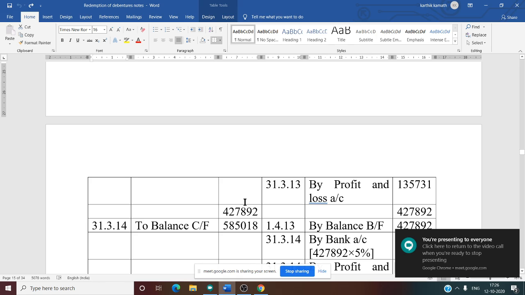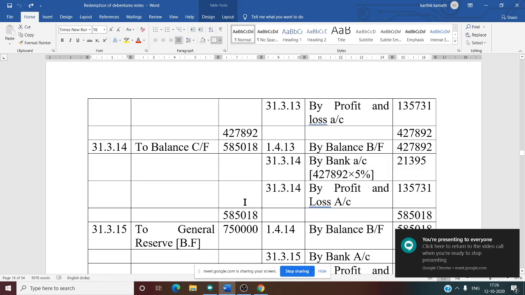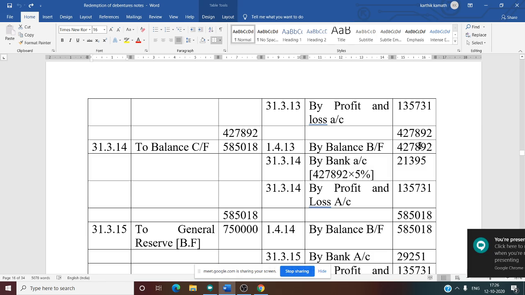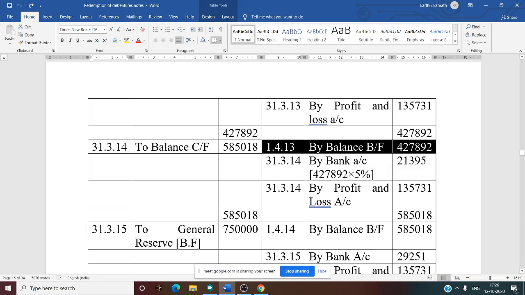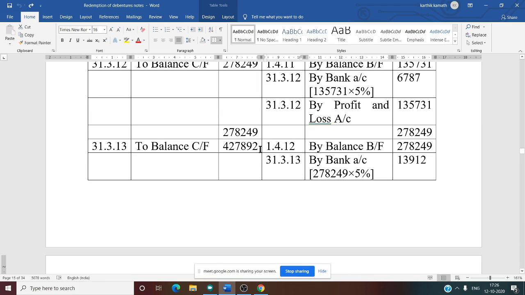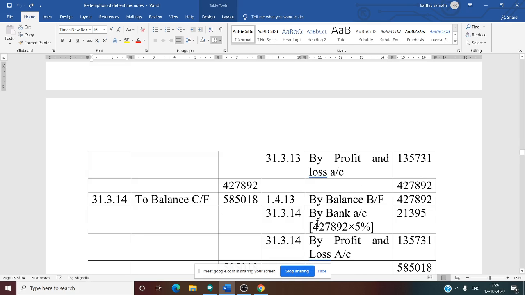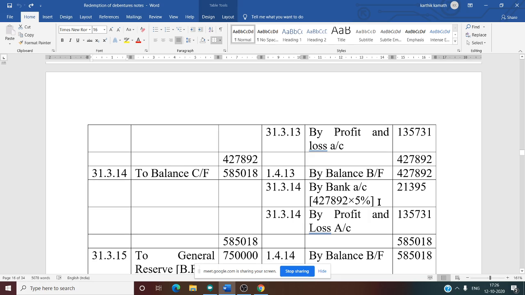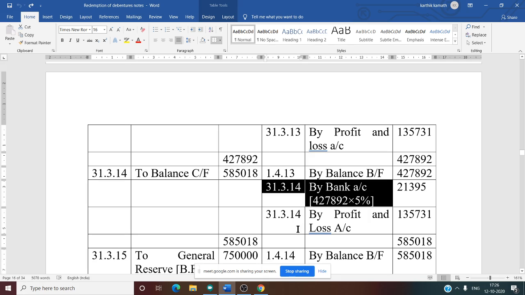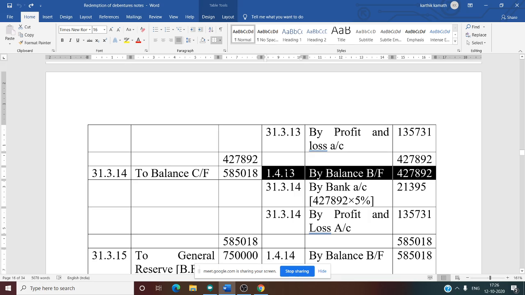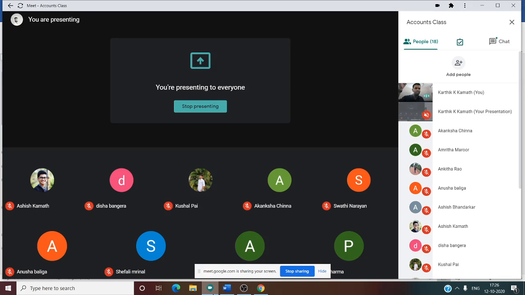Now we need to go for the fourth year. Fourth year opening balance is 4,27,892. That is nothing but the closing balance of the previous year. After that, interest you need to calculate by bank account on the opening balance. See, this 4,27,000 is the opening balance of that year. So by bank account, because that is the simplified journal entry.